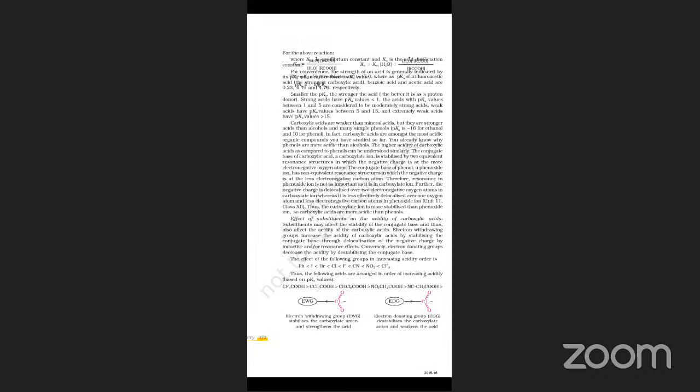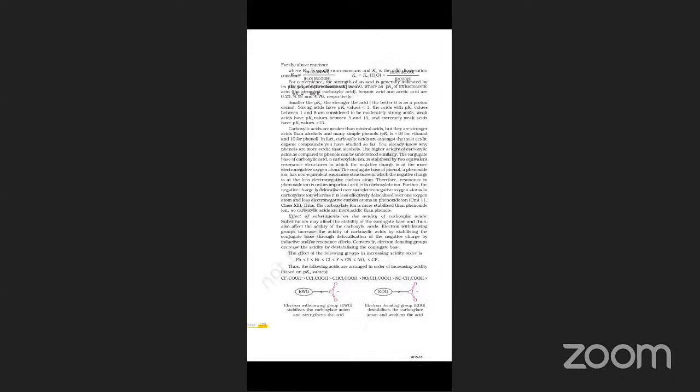So how can we explain the acidic nature of the carboxylic acid group? The strength of an acid is generally indicated by the value of pKa. In carboxylic acids, when the acid is attached to electron withdrawing groups or electron releasing groups, which acid has more acidic strength?